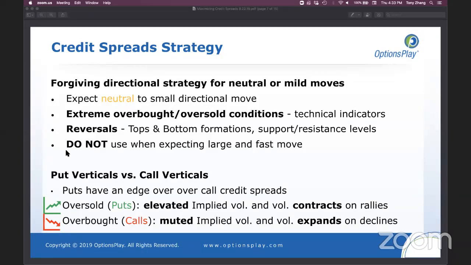You can use them during earnings. Earnings is not a reason that you can't trade these strategies because you do have limited risk. And especially if you expect a pretty large collapse in volatility, the credit spreads do take advantage of that. But I will say that when you're trading these types of strategies, our research clearly shows that put verticals, meaning the bullish trades, have a clear edge over call verticals, meaning the bearish trades.